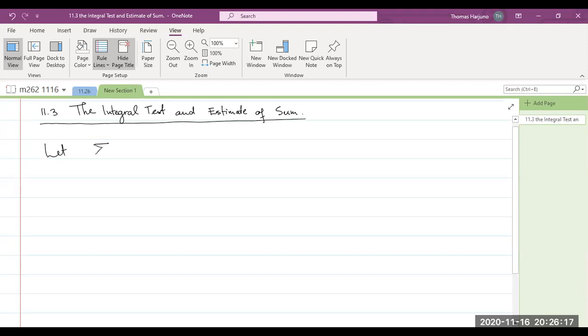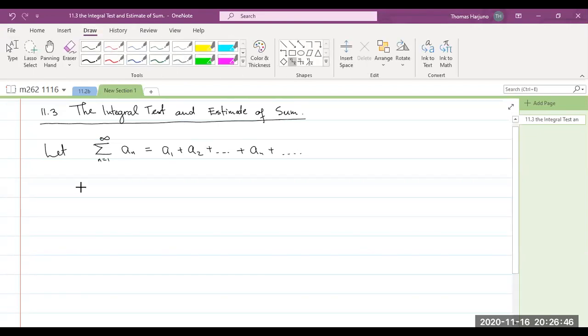Let the series from n equals 1 to infinity of a sub n be equal to a sub 1 plus a sub 2 all the way to a sub n all the way to a sub infinity. Now I will graph this first.